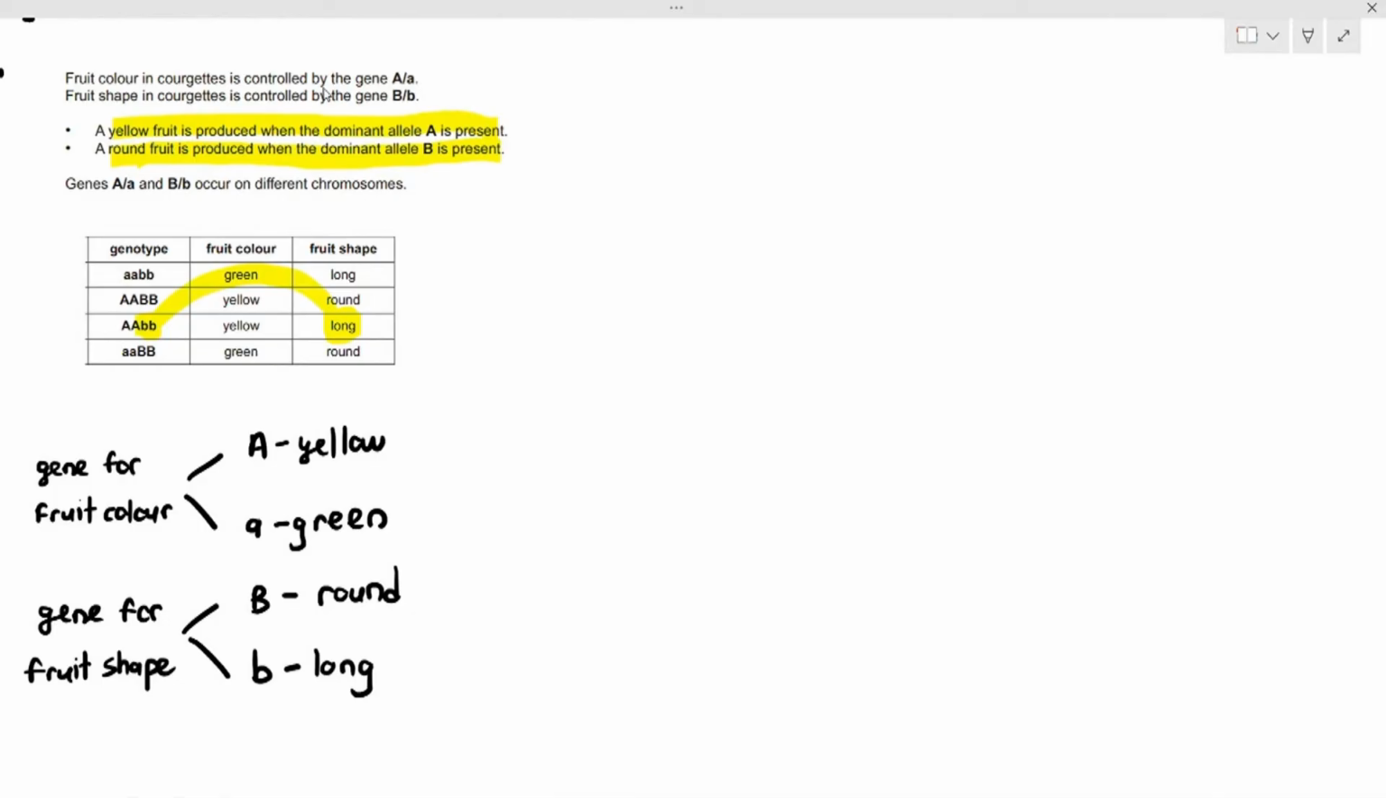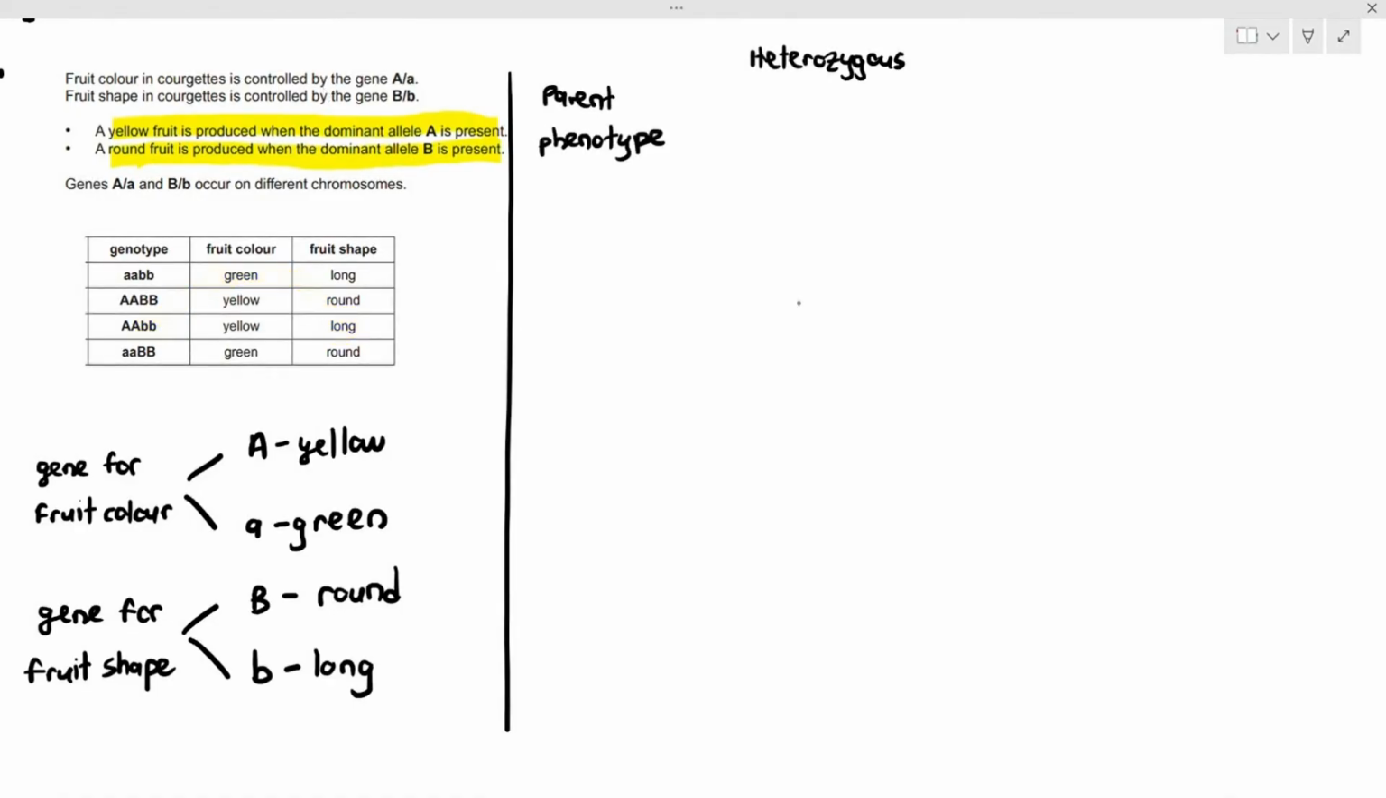So I'm going to give my own twist to this question. The question was a little bit different. I'm going to say that the parent is heterozygous, okay? And one parent, I've just put the phenotype over there, green and long. Sometimes you as a student will have to piece out the genotype. If it's heterozygous, we know that heterozygous just means the alleles are different. Large A, small a, large B, small b.